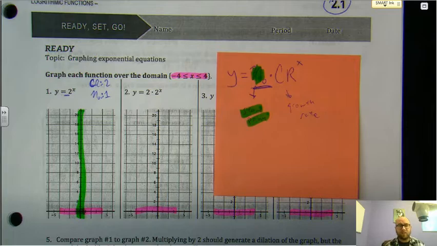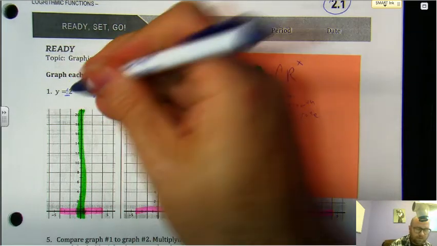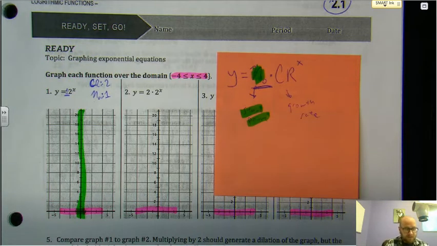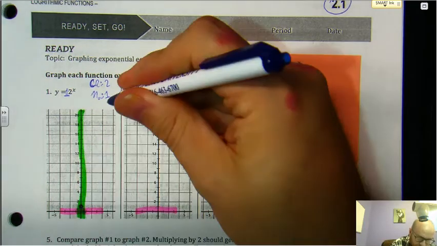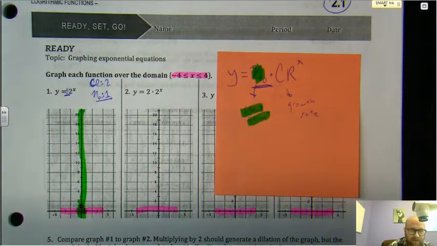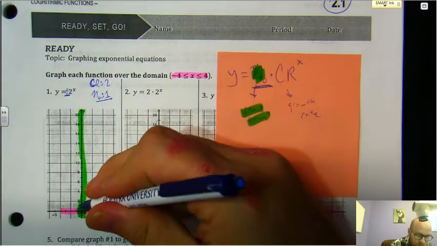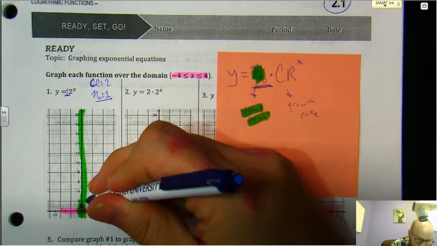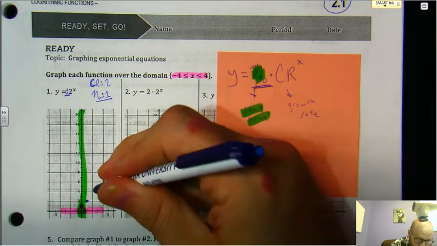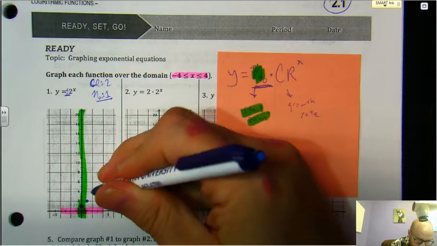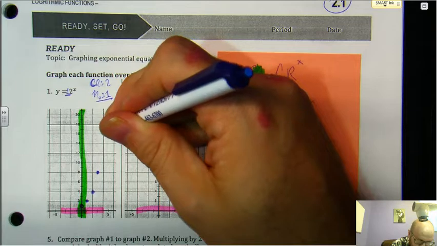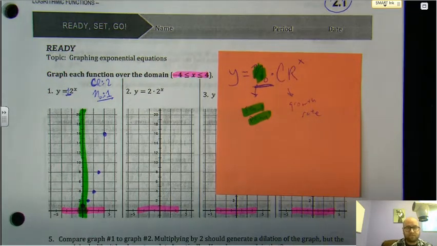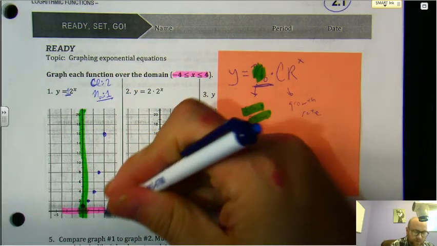We can multiply anything by 1. There's always an invisible 1 multiplying by everything. So what this tells me is I'm going to start at 1, because that's the invisible number that's there, and I'm going to double each time. So 1 doubled is 2, 2 doubled is 4, 4 doubled is 8, and 8 doubled is 16. And I don't have to go any further than that because my domain ends at 4 here.